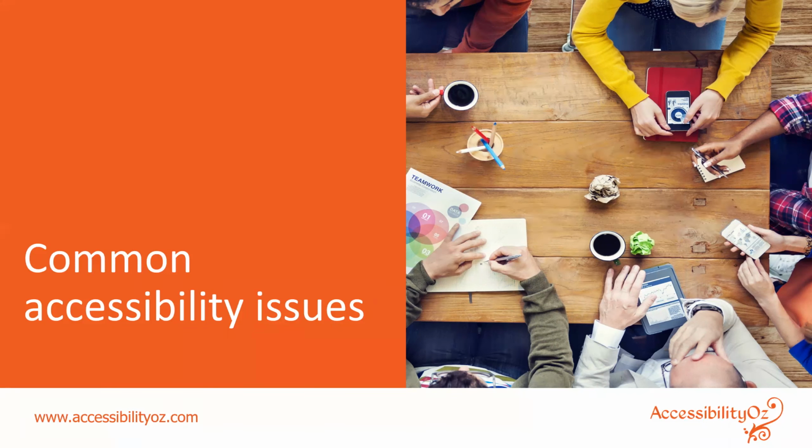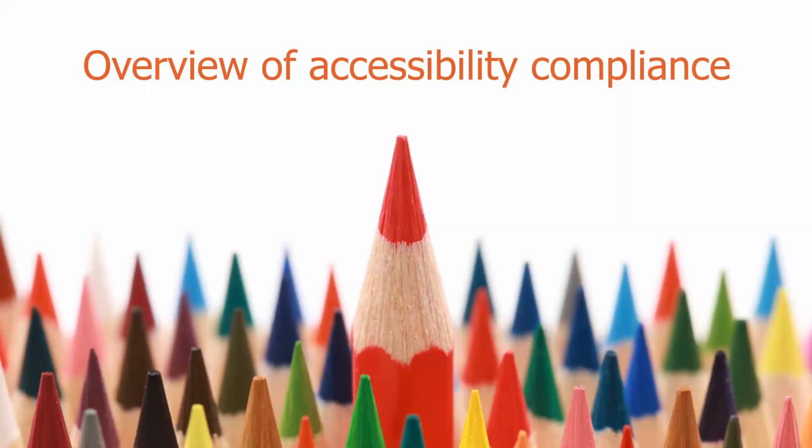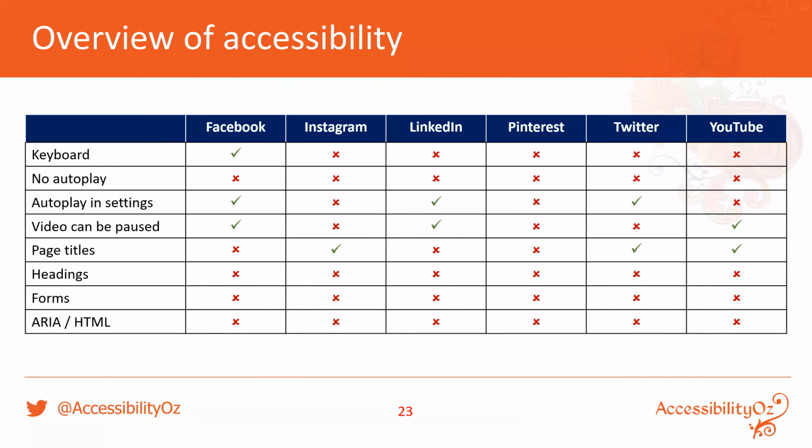All right, I'm not seeing anyone typing, so I think we can move on. Excellent. So I'm going to talk briefly about the common accessibility issues, the common findings. I'm going to talk about the overview of accessibility compliance. And this is a very complex table. I actually go into this in more detail in the first seminar, if you want to look at this in more detail. So basically, we broke it down into keyboard.